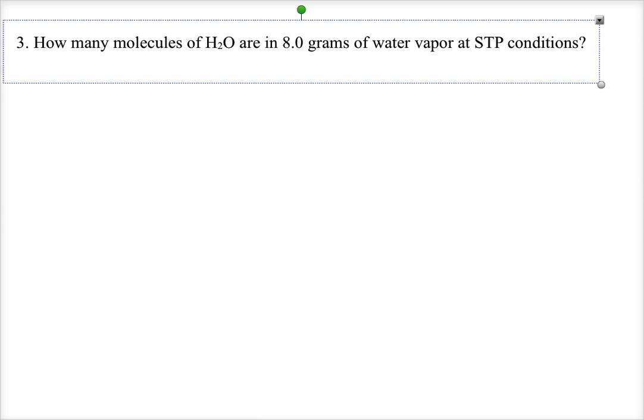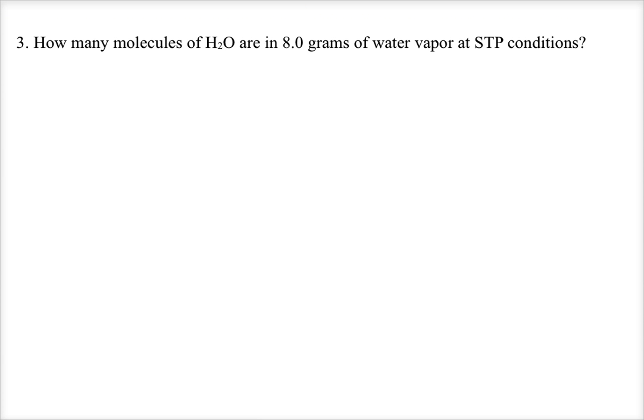Let's take a look at this third problem. How many molecules of O2 are in 8 grams of water vapor at STP conditions? Here we see we are given 8 grams, we're given mass, and we're asked how many molecules. That is, molecules are your particles. It says STP, so if this is a gas, we're dealing with the 22.4. But let's see what this problem brings about.